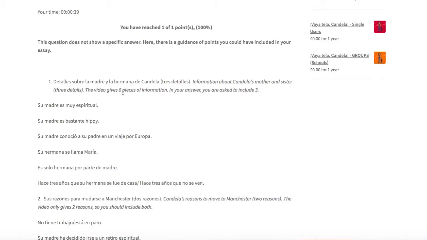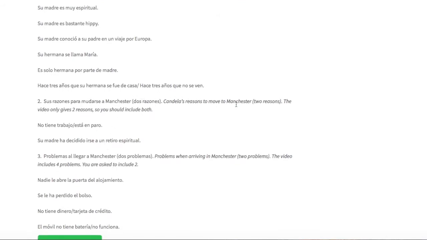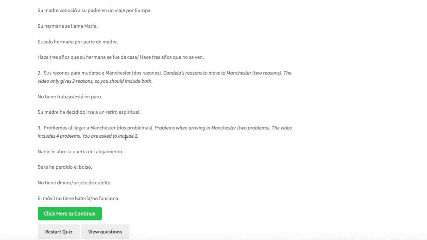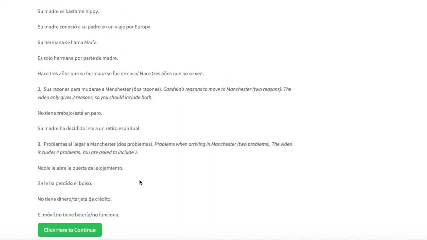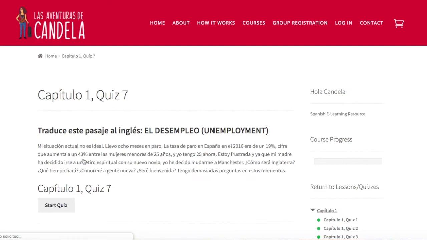There are 6 pieces of information in the video, and in the answer they have to include 3 of those. Here there are 2 reasons and they have to include 2 reasons, so there is no room for choosing. And finally, they have to include 2 problems and there are 4 things going on. So of course it's always important that in every sentence students use a verb. Okay? And then finally, the last exercise is always a translation.